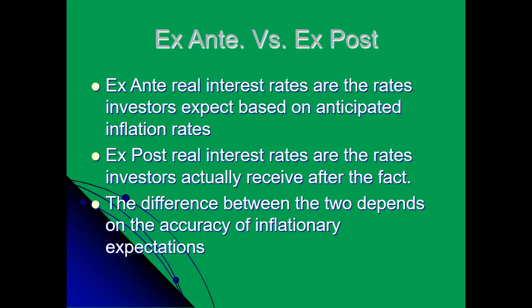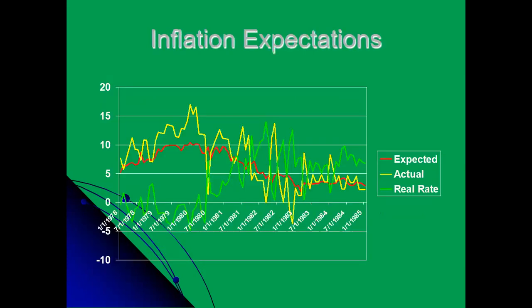But ex post would be the real interest rates, in which the rates investors actually receive after the fact has been established. The difference between the two depends on the accuracy of inflationary expectations. So if expectations are not that great, ex ante would be the one that would be affected, because ex post would be after the fact has been received. And here are some graphs showing expected, actual, inflation expectations, and the real rate of return with that.